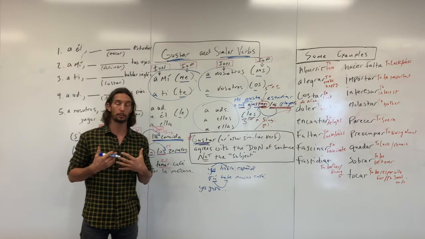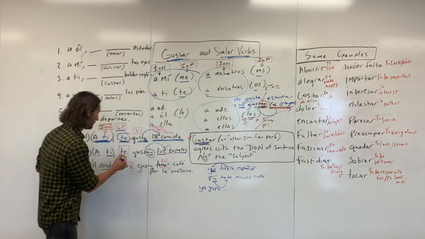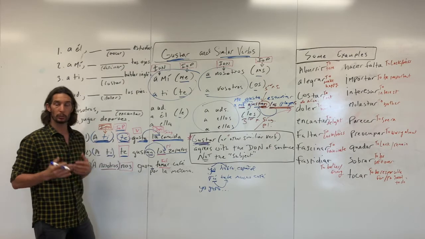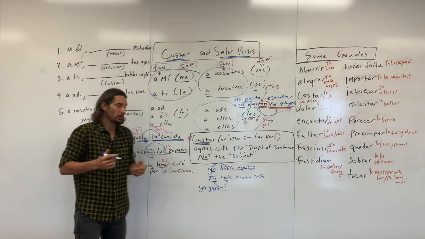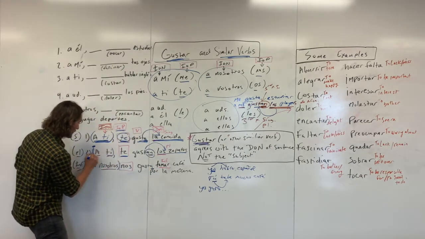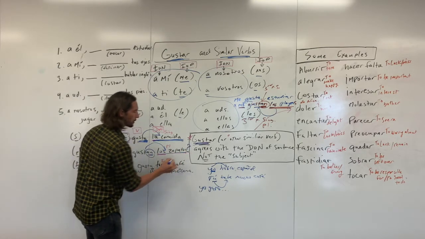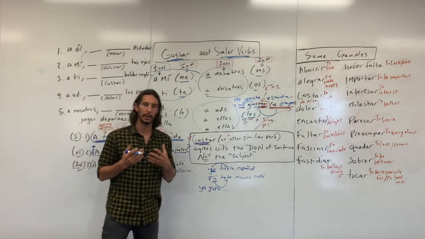Now, who are these shoes pleasing to? Well, that would be te, or you. So do you like the shoes, right? You could even use it in a question. A ti te gustan los zapatos, right? Do you like the shoes? And that's how you would do that.